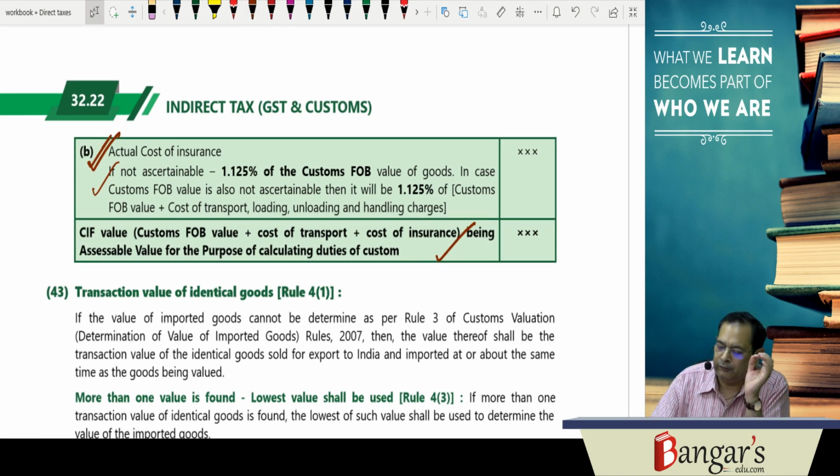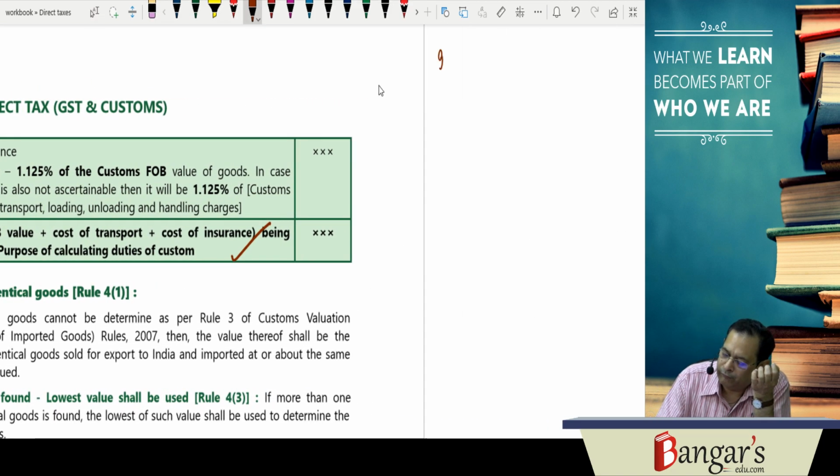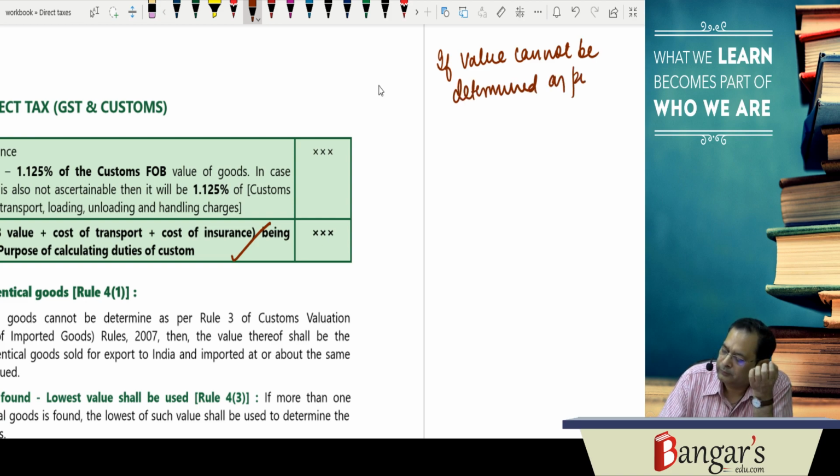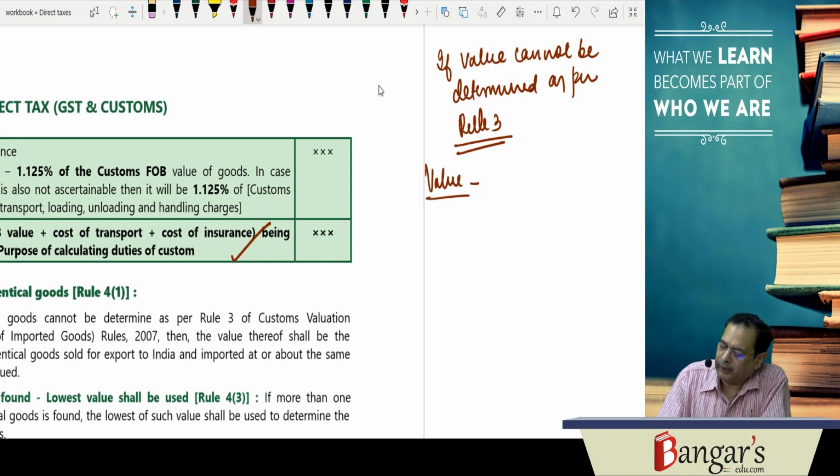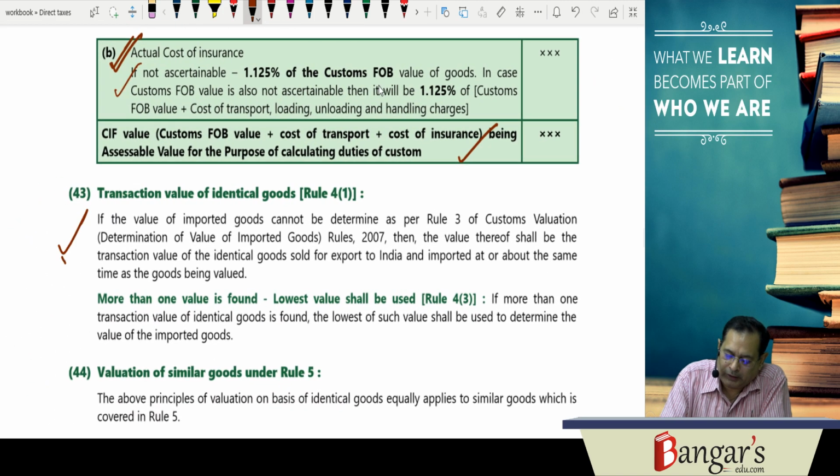Now if value cannot be determined as per rule 3, value will be determined as per rule 4. Basically rule 4 is the transaction value of the identical goods. So here we have to see at which price identical goods are imported. That value is to be taken.